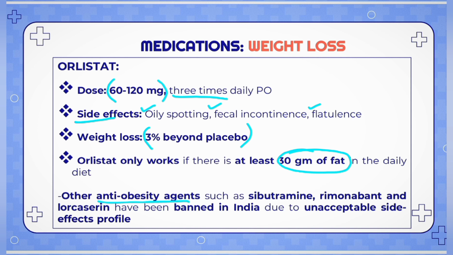However, the other anti-obesity agents, examples are sibutramine, rimonabant and lorcaserin, have been banned in India, and these are banned because of the unacceptable side effect profile of these drugs.